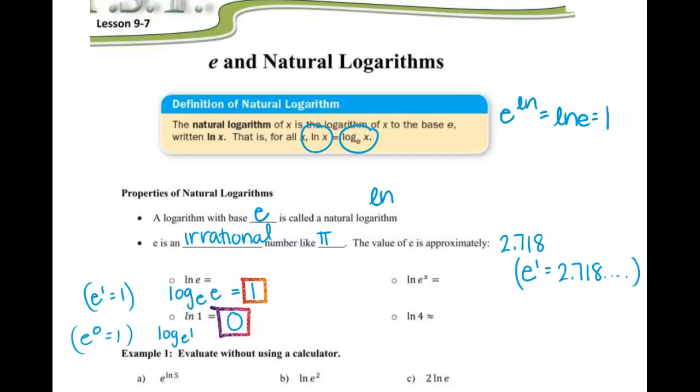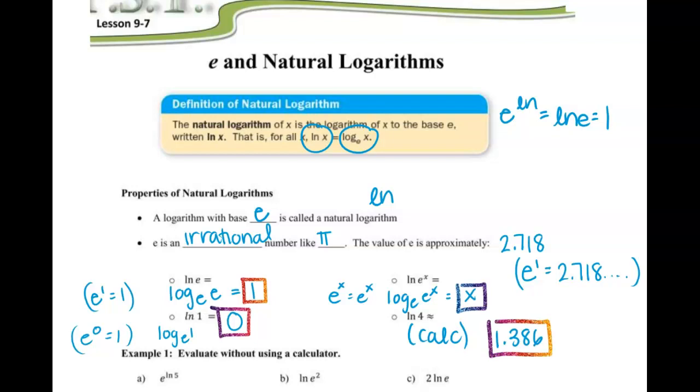Natural log of e to the x is just like log base e of e to the x. So we're looking at e to what power equals e to the x. So our answer is just x. If this seems confusing right now, don't worry yet. Natural log of 4, this is just calculator. If you put natural log of 4 in your calculator, you get 1.386. Like I said, if it's slightly confusing right now, don't worry about it yet.